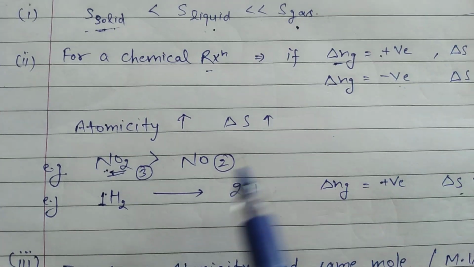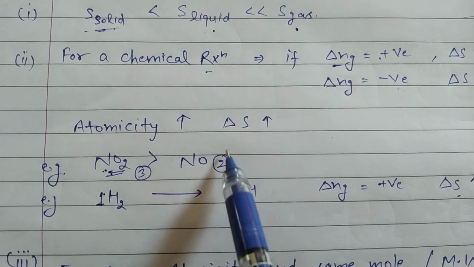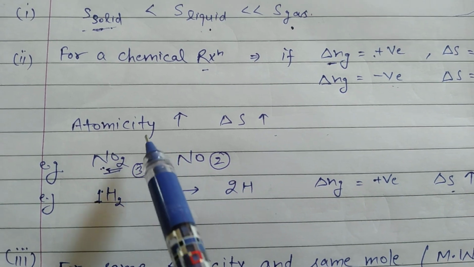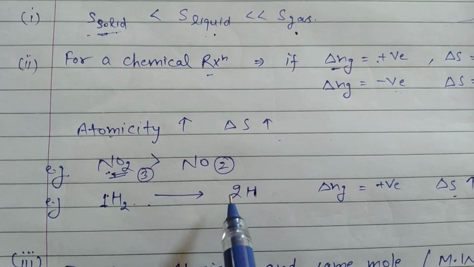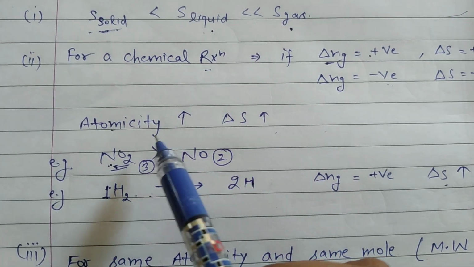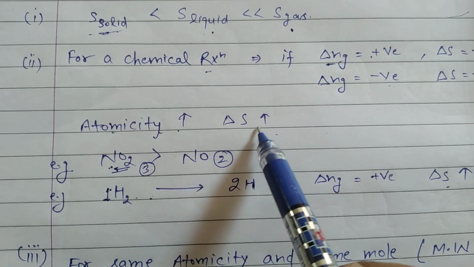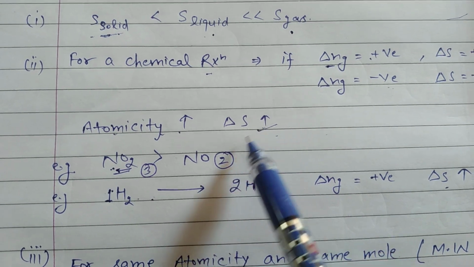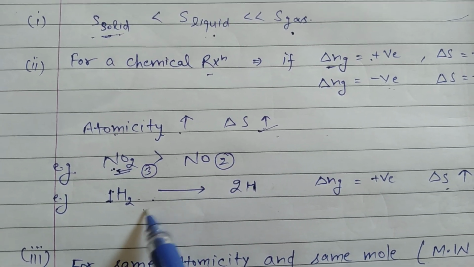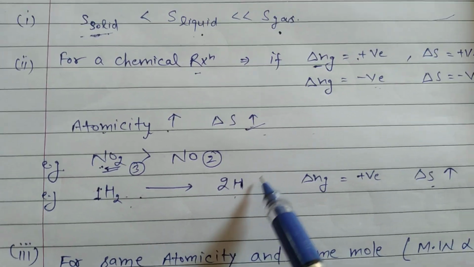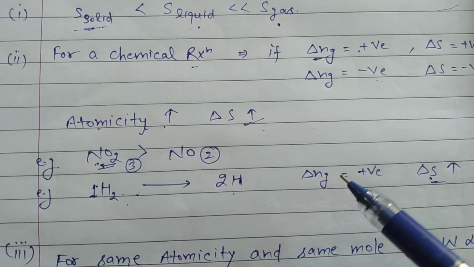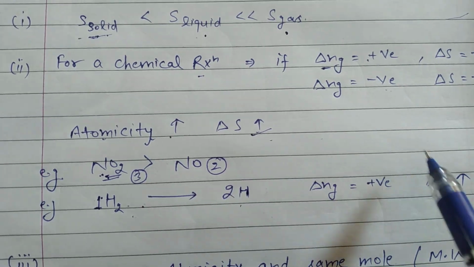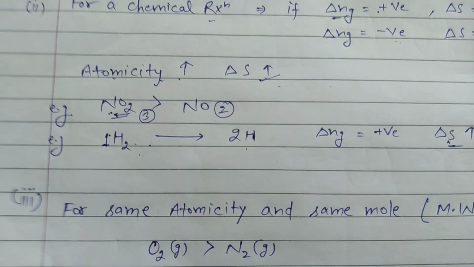In the next case we will see how to compare the entropy for molecules of the same atomicity and when the number of moles is also the same. See, if atomicity increases, then our entropy will also increase. If the change in number of moles is positive for any chemical reaction, then our entropy will increase. So what will happen if both of these are the same? This is the next case.